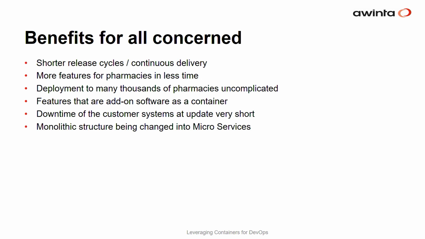Now, what are the benefits for all? We have shorter release cycles, and this enables continuous delivery. We have more features in less time because with this technology we can use all our 5 locations and use all developers' time for our awinta 1. Deployment to many thousands of pharmacies: in maybe 3 years we will have 10,000 pharmacies for this project. We become safer. There is no import of classes and routines any longer, as we do at this time. And a container running on a quality assurance system runs the same way on the customer system too.